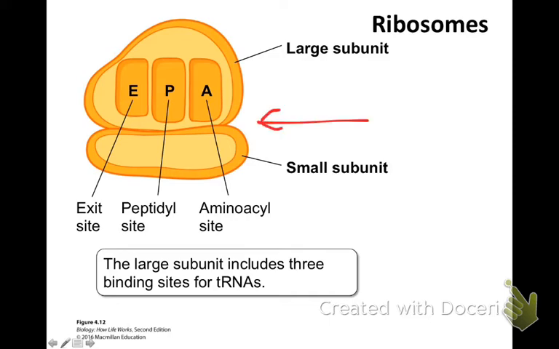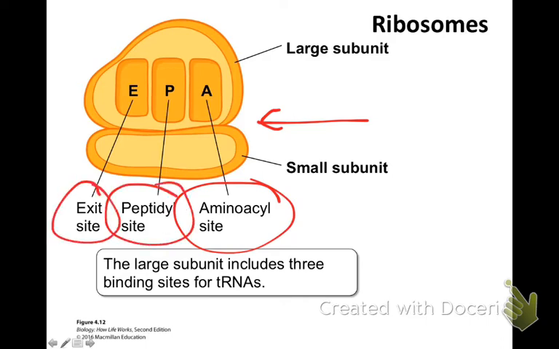Okay, so this is how you're going to actually read it. The aminoacyl site, the peptidyl site, and the exit site. That's APE specifically. The aminoacyl site will be the site that receives the tRNA that's bound to the appropriate amino acid.